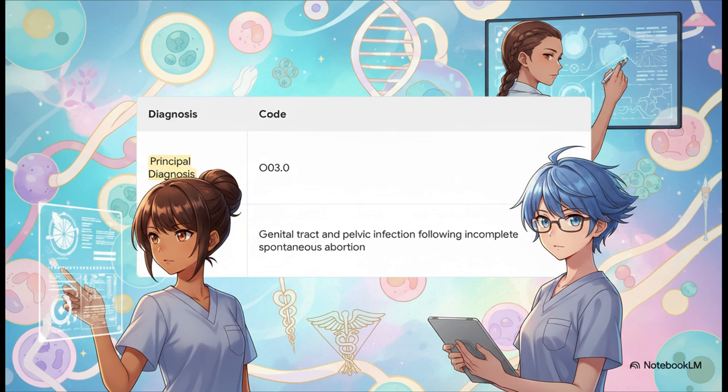This is a perfect example of a combination code. Check it out. One single code tells us both that it was an incomplete spontaneous abortion and that there was a genital tract and pelvic infection. How efficient is that? It's awesome.